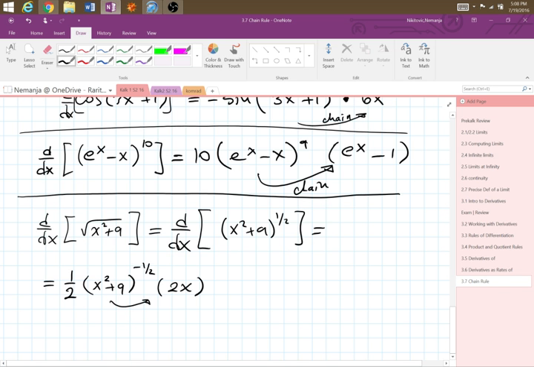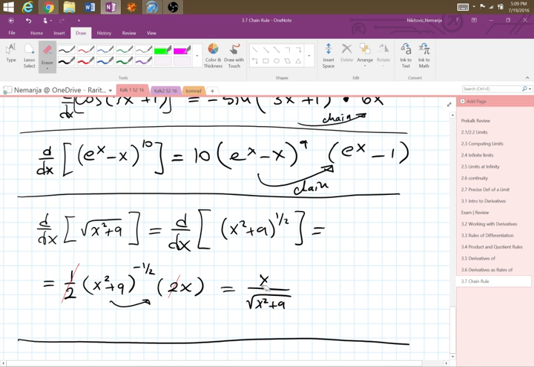So it's the derivative of the outside times the derivative of the inside. Clearly 2 and 2 will cancel, but 1/2, right? And we are left with x over the square root of x squared plus 9. That's it. That's the derivative. Questions, concerns, anything?